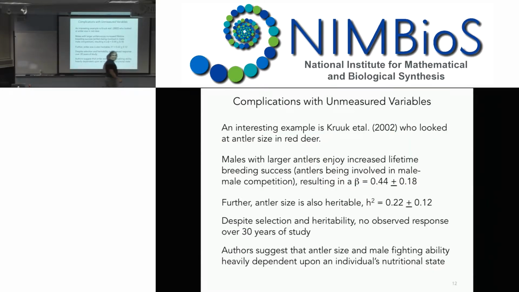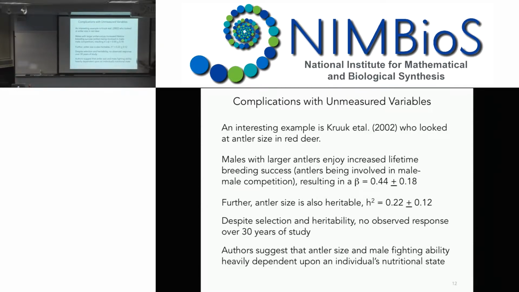So here's an example. I think I mentioned this. Lisa Cook had an example where she looked at antler size in red deer. Males with large antlers enjoy increased lifetime breeding success. That beta there is highly significant. Basically, that's the change in mean. Antler size is also highly heritable. So despite selection and heritability, it says no observed response. Response is actually negative. It's not sufficiently negative.